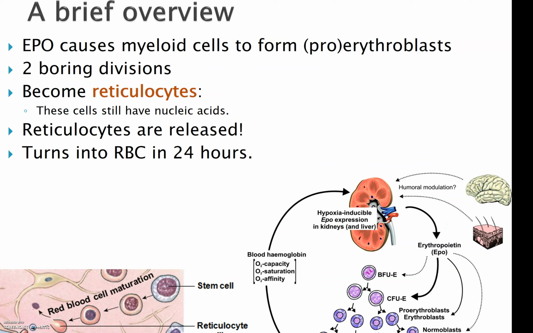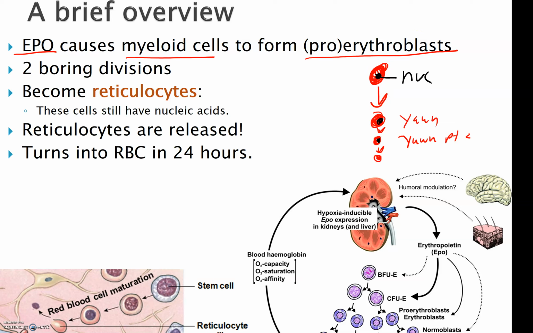Now, a brief overview. Erythropoietin, called EPO, causes myeloid cells to form pro-erythroblasts. Basically, blast is a building cell. So we have our pro-erythroblast. Then it goes through two divisions. Since these cells are dividing, they still have a nucleus. So here's our pro-erythroblast, and it has a nucleus. It does its division, still nucleus. So this thing that's left over still has its nucleus. Can you see it? Now, this thing is called a reticulocyte.